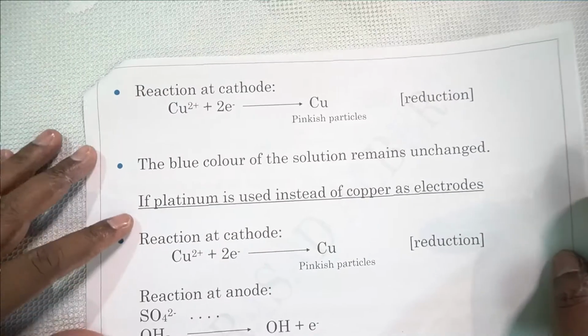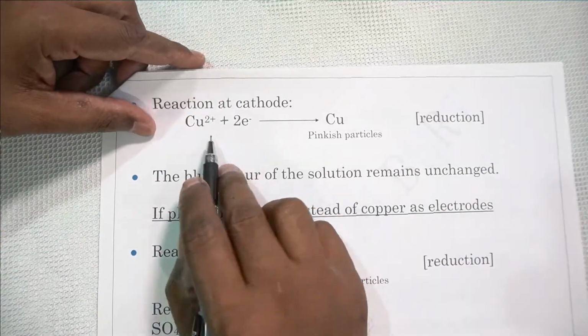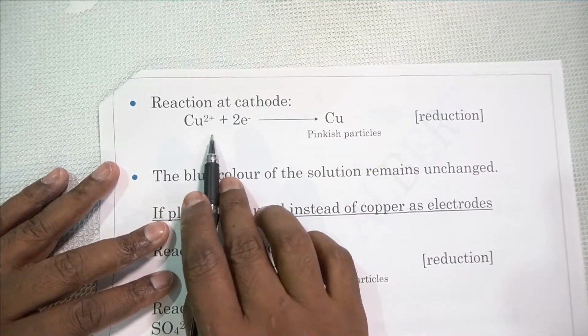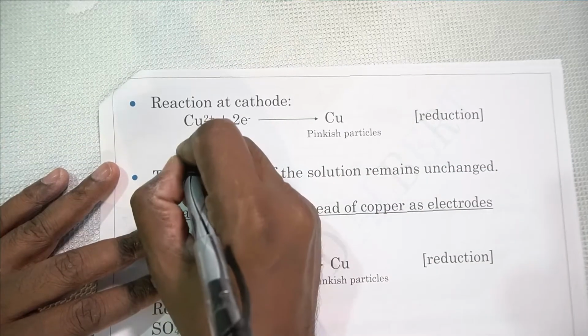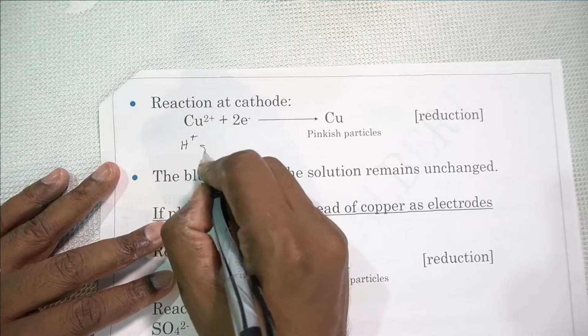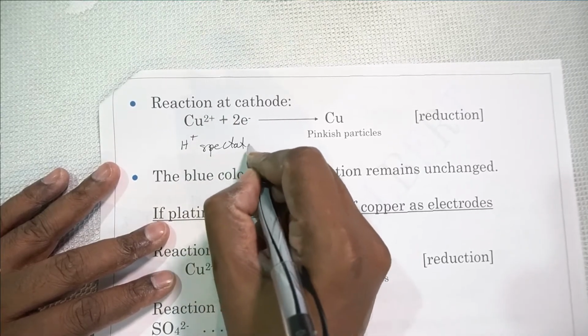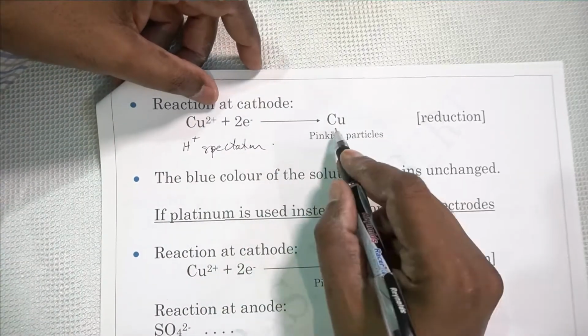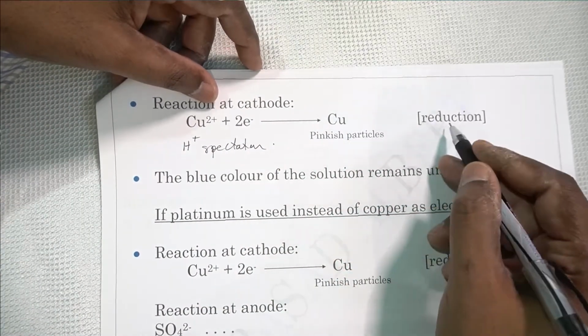Now, let us see the reaction at the cathode. The copper ions are coming there, and we find these copper ions getting discharged. Hydrogen ions come there, but they remain as spectators. Because copper is lower in position than hydrogen, it gets discharged, takes two electrons and forms copper metal.